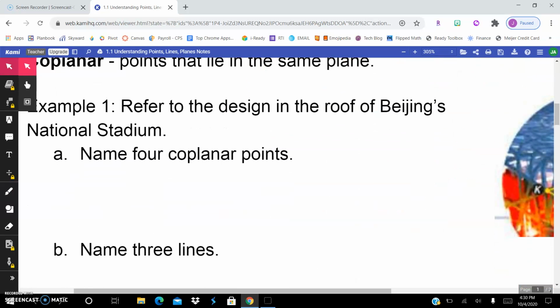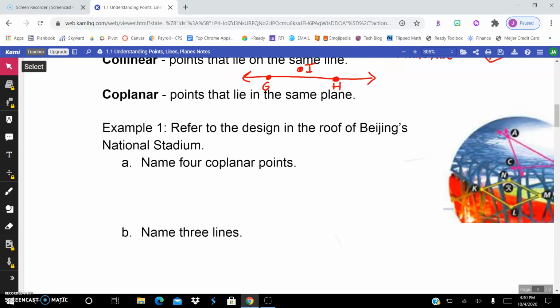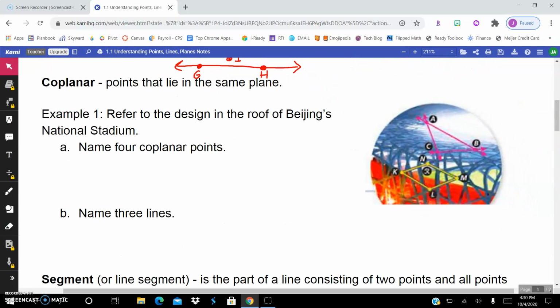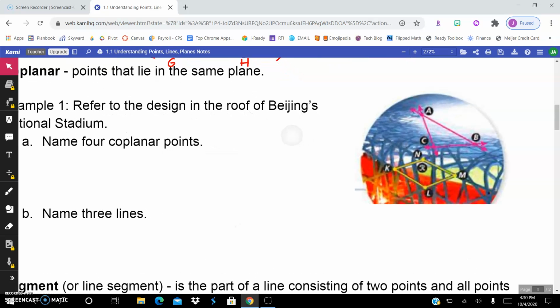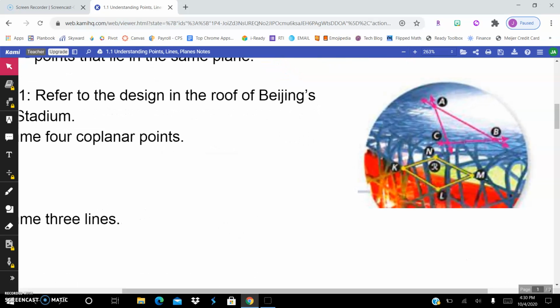So example 1 wants us to refer to this design over here in the roof of Beijing's National Stadium. And it's kind of blurry, but you can kind of see the different pillars and things going on there. And they want us to name 4 coplanar points. So 4 points that are on the same plane.